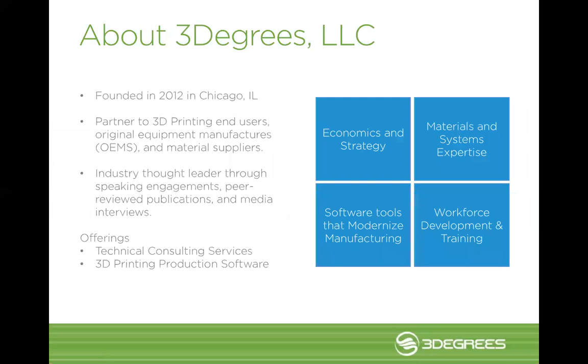So just a little bit more about 3 Degrees. We were founded in 2012. We're based in Chicago, Illinois, actually right downtown. So any of you that are coming to AMUG in a few weeks, we will be there, and welcome you to stop by our office as well. We're about a mile and a half from the conference site.